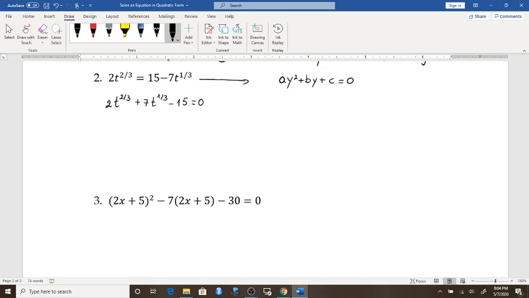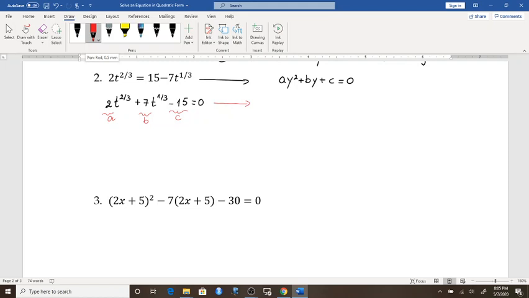Alright, so now we're going to compare with the quadratic form. What do you think is going to be the value of c? Well, c is the number by itself, so it's going to be this negative 15. And then 7 would be the value of b, because we have a t to the power of 1/3, and then t to the power of 2/3 will be your y squared, so these two represent the a part. Okay? So let's rewrite this now in quadratic form.